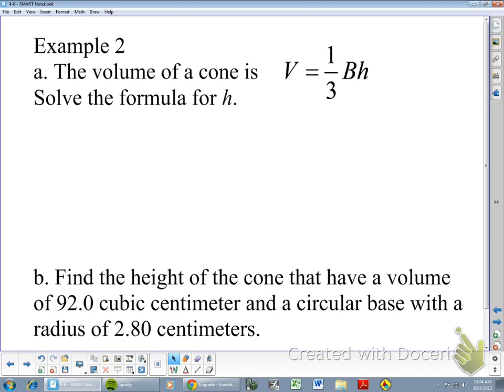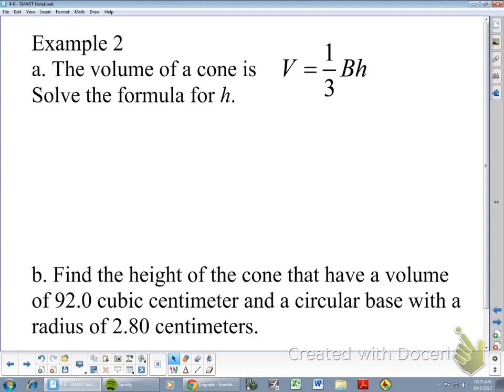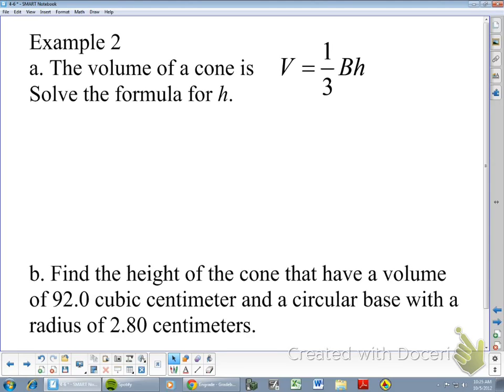Okay, example 2 is the volume of a cone, the volume is this formula right here. So the V stands for volume. This B, it's very important to note that that B is not base. That is base area. Okay, lowercase b is base.